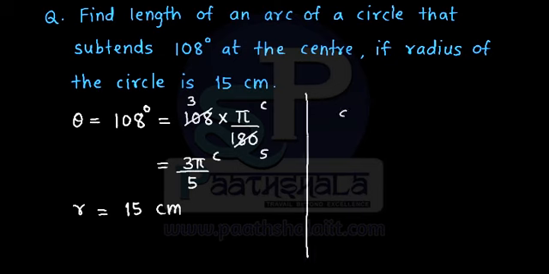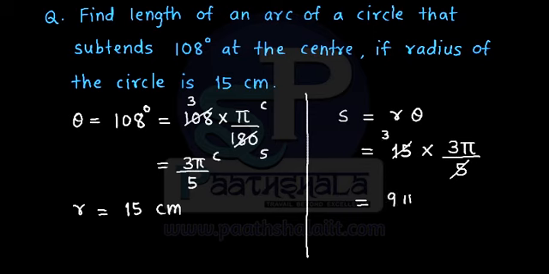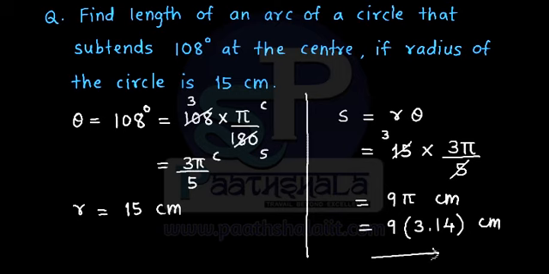So to find the length of an arc, we use the formula S equals r theta. R is 15 into theta is 3 pi upon 5. So cancelling 5 with 15, that leaves us 3, and 3 into 3 is 9 pi. So that is the length of the arc. If you want, we can approximate it by writing pi as 3.14 and get the final answer, right? So that's the way to calculate the length of an arc. Let's see another problem.